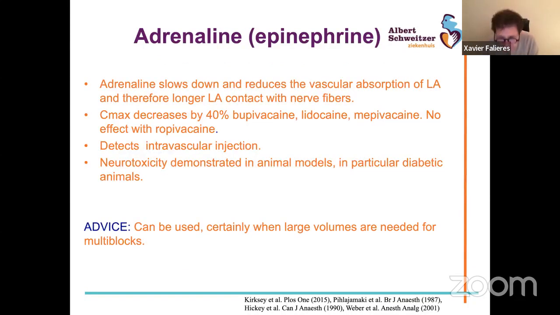The adrenaline is a very, very big debate. I have a colleague, she doesn't want to hear about it. It's very dangerous. No, it's not dangerous. It's okay. You need large volume, so I would say use adrenaline in your mix of 1 up to 100,000. It means 0.1 milligram for 10 ml. You will decrease the Cmax of the bupi, lido, mepi, not for the ropi. You will detect intravascular injection. There are some neurotoxicity demonstrated in animals, but not in people, except for diabetic polyvascular patients. But once again, we are not in these very subtle differences. So you need high volume. When you have adrenaline, use adrenaline with your lidocaine.